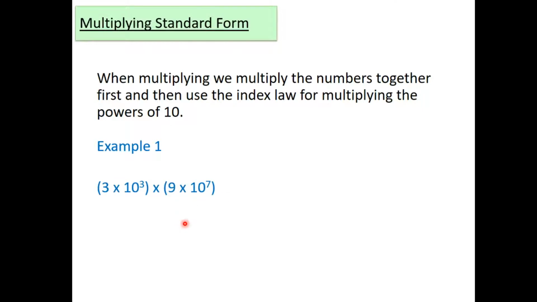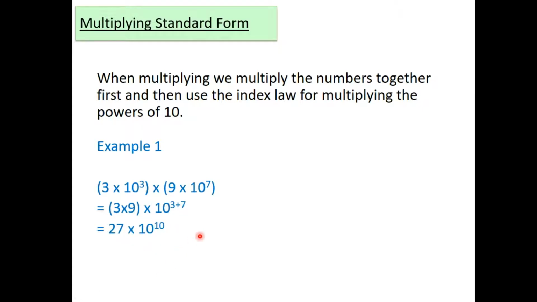Okay, now what you're going to do is, as it says here, you multiply the numbers together first. So we're going to do the 3 multiplied by the 9 first, and then you multiply the 10 cubed by 10 to the 7. And as you should remember, when multiplying the base numbers which are the same, you add the index numbers. So what that gives you is this: 3 times 9 times 10 to the 3 add 7, which is 10 to the 10.